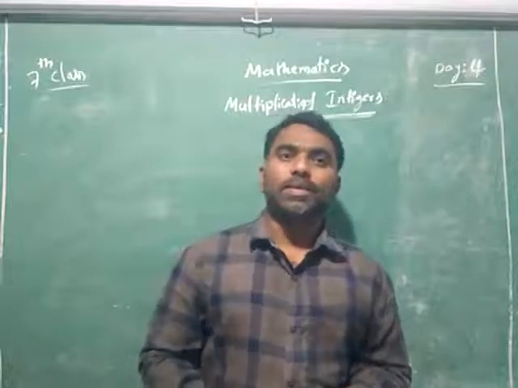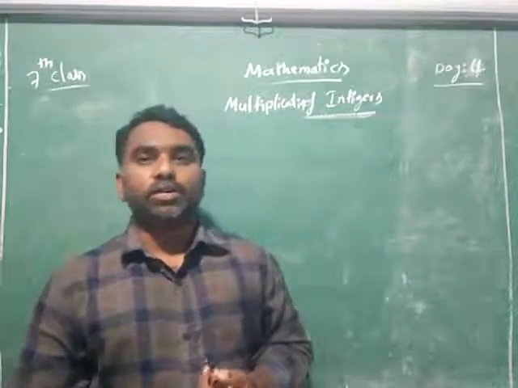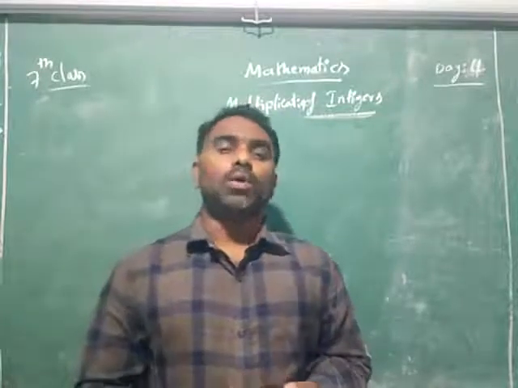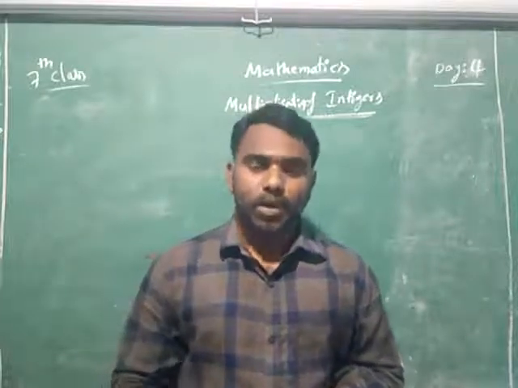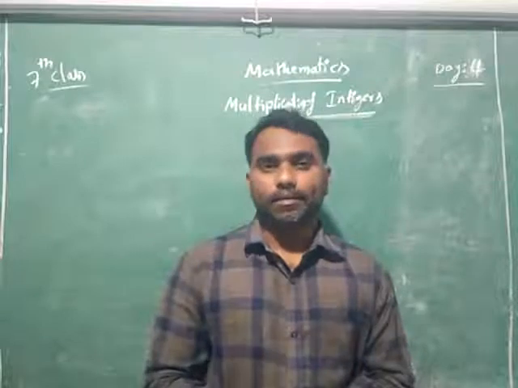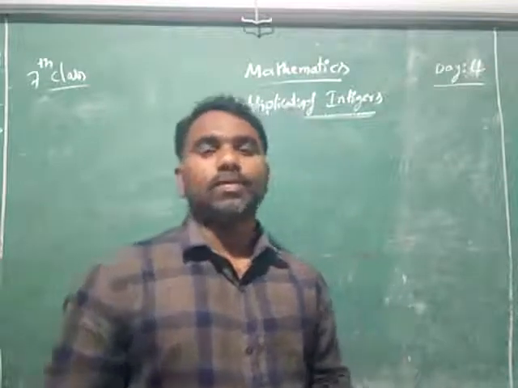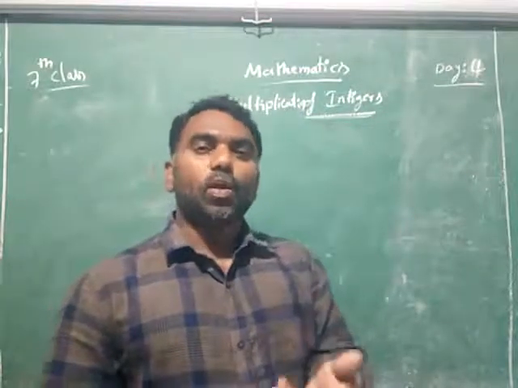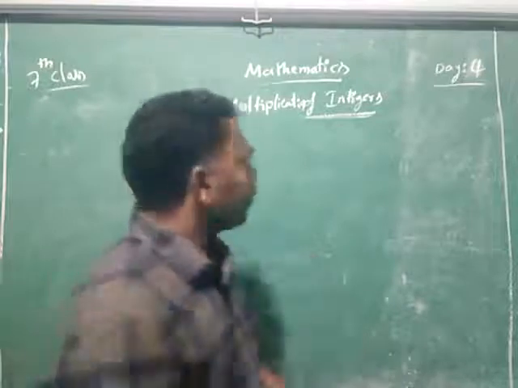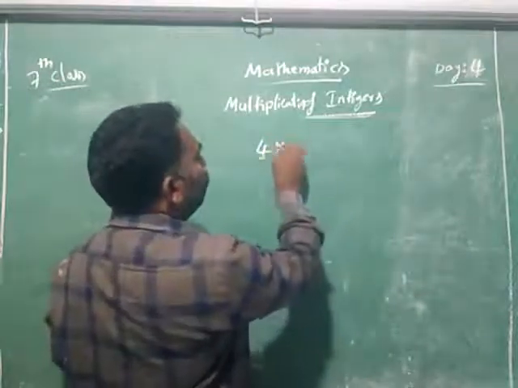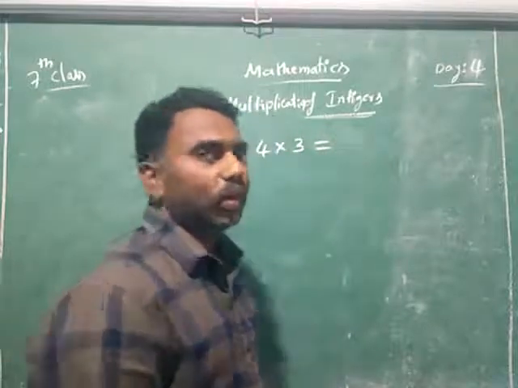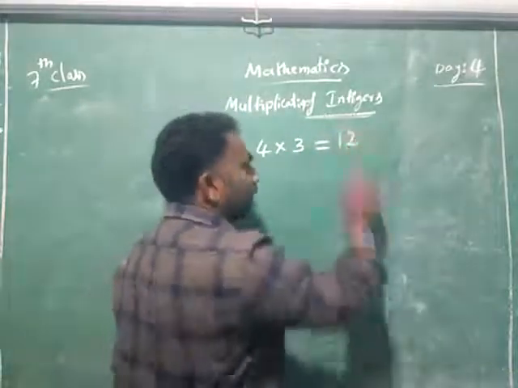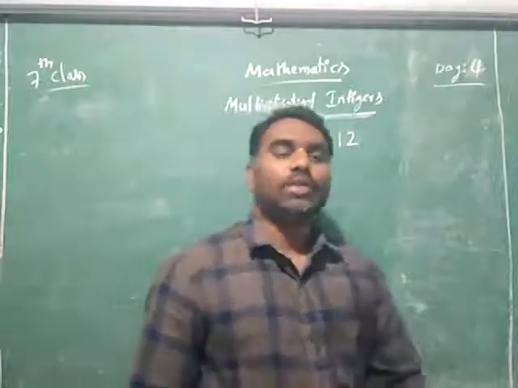The next topic is multiplication of integers. Now we are going to discuss how to multiply integers. Before talking about integers, let us first discuss what we already know. 4 threes are 4 into 3. Immediately you can say the answer is 12. Can you say how you get 4 threes are 12?